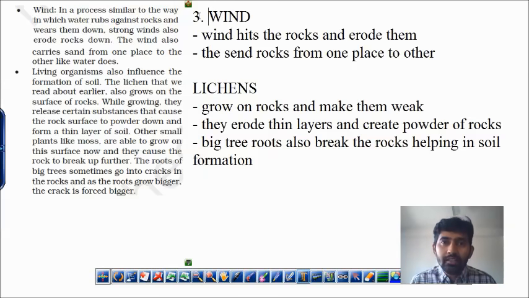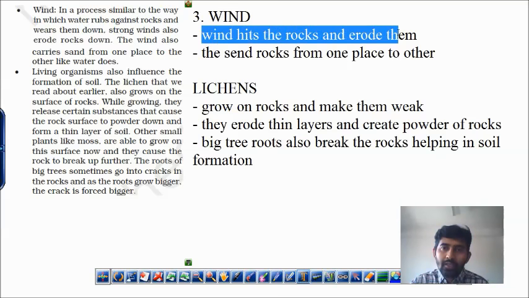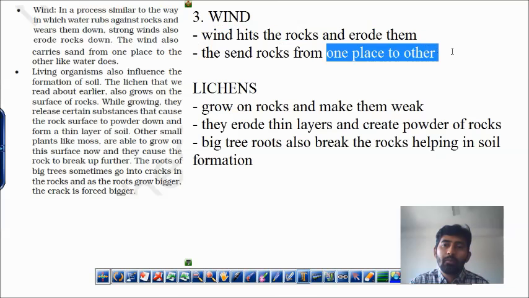जब तेज हवा आती है तो स्मॉलर पेबल्स एंड रॉक्स गो विद द विंड. टॉर्नेडो, टाइफून, हरिकेन, all this leads the rocks to dash with each other, erode them, break them into smaller and smaller pieces. So wind hits the rocks and erodes them. Also the wind takes them from one place to other.